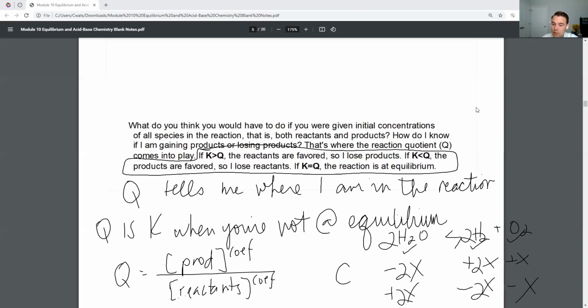Okay, is it going to be shifting to the left? Is it going to be shifting to the right? Am I making reactants? Am I making product? What's being lost? What's being gained? That's what the Q will help you determine.